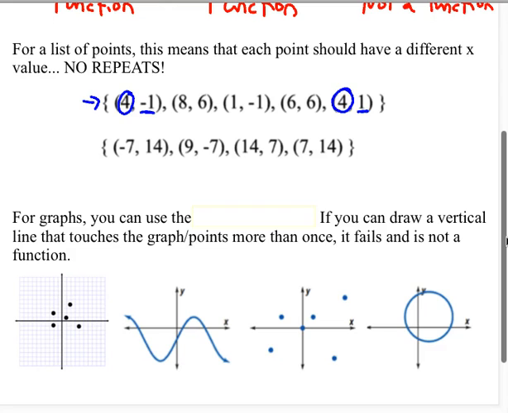So that's why I say in a list of ordered pairs, x should not repeat, because that's going to make this not a function. It's showing 4 going to two different y values, and that is not okay. In the second one, so now focusing on this one, -7, 14, 9, -7, 14, 7, 7, 4. So notice all of these x values are distinct. All those x values are different, so each of them is going to a single y value, so that will end up being a function.